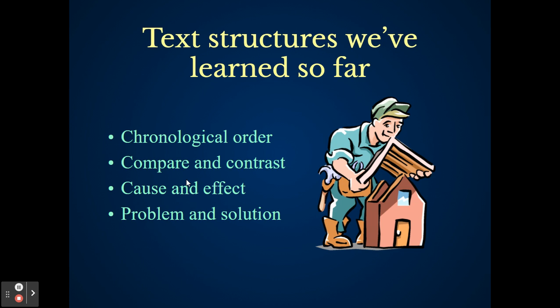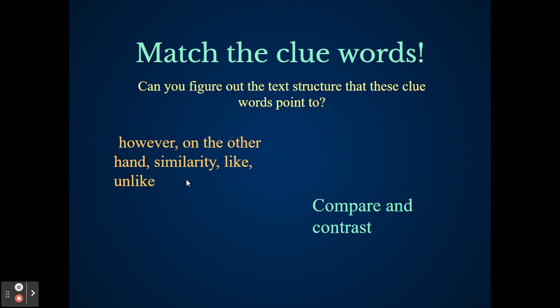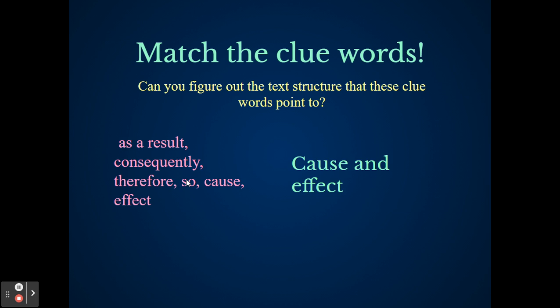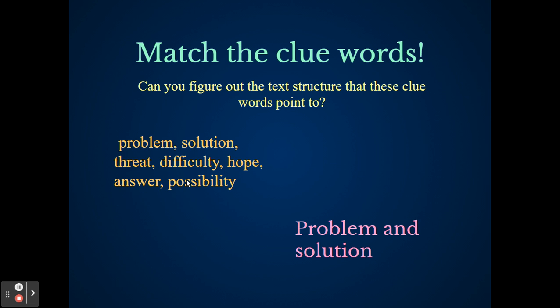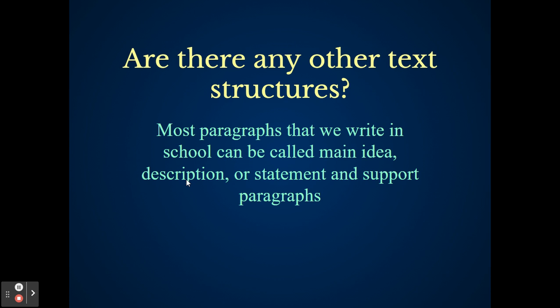All right, so here's the ones that we've talked about so far. So when you see clue words like however, on the other hand, similarity, like, unlike, we are comparing and contrasting. As a result, consequently, therefore, so, cause and effect. That would be cause and effect. Problem, solution, threat, difficulty, hope, answer, possibility, problem and solution.